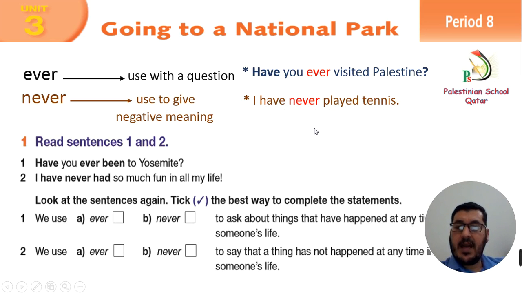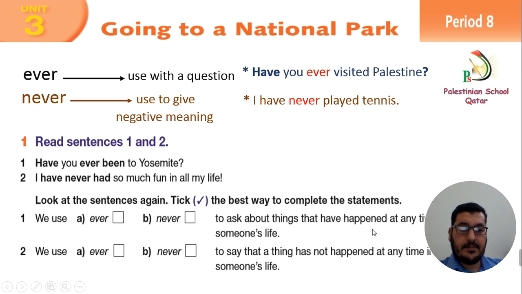Okay, now we have an exercise, but this is period number 8. We have exercise number 1, period number 8. Read the sentences 1 and 2. Number 1, have you ever been to Yosemite? I have never had so much fun in all my life. Look at the sentences again and take the best way to complete the statements.